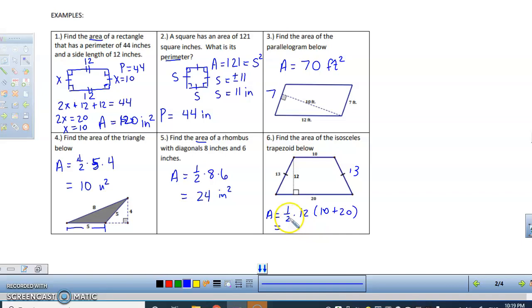All right, so 1/2 times 12 is 6. 10 plus 20 is obviously 30. So you get 180, and then obviously units squared because we don't have a given unit.